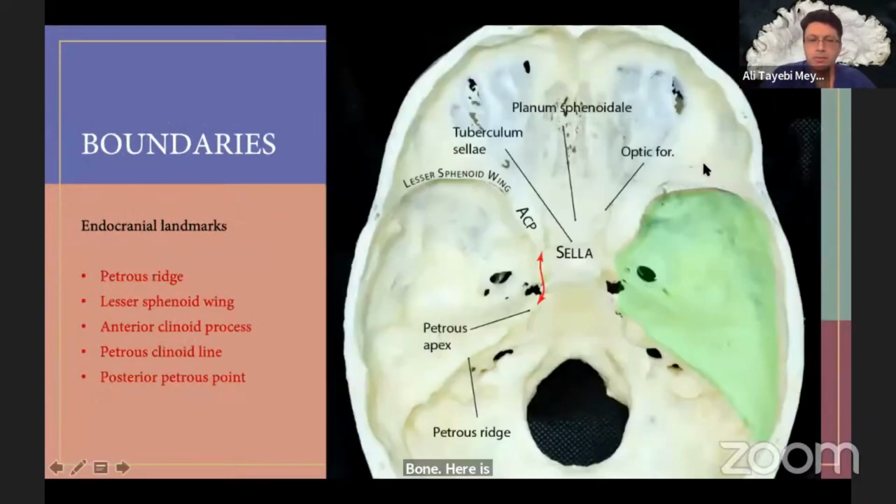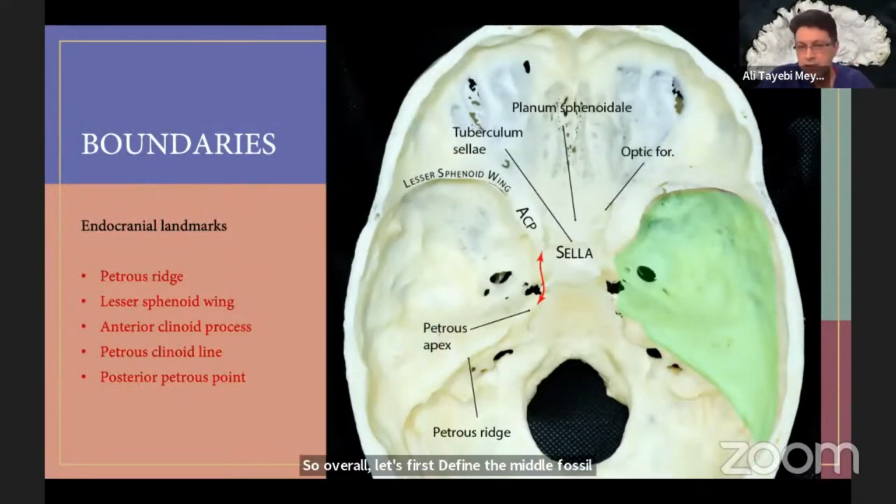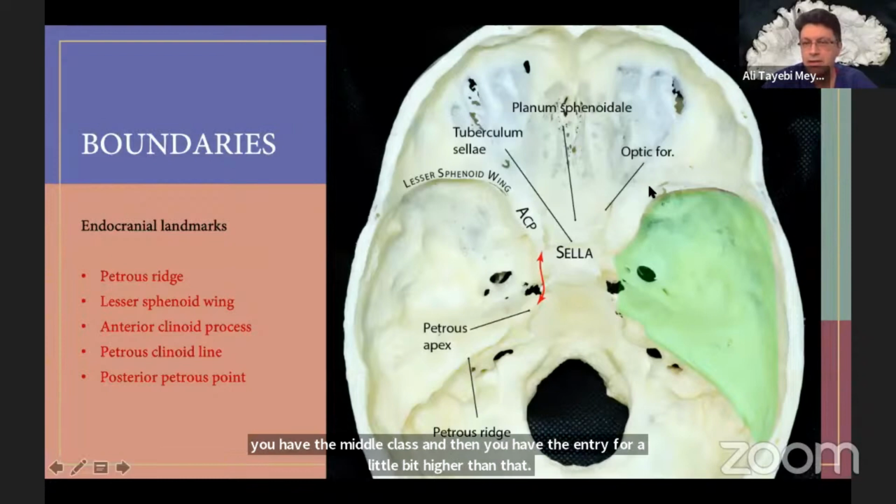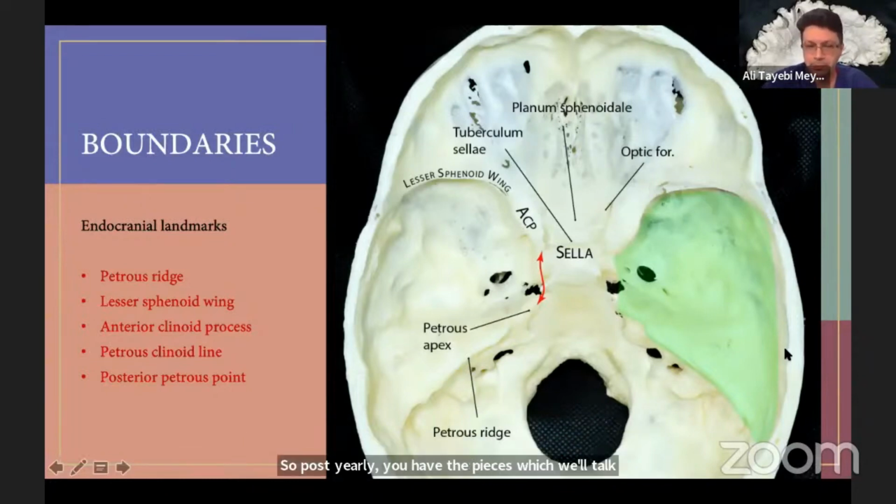All right. So overall, let's first define the middle fossa. Middle fossa is cradling the temporal bone, and obviously it is between the anterior and posterior fossa. I look at it like a staircase here. The first stair, the tread, is the posterior fossa, then you have the middle fossa, and then you have the anterior fossa a little bit higher than that. Posteriorly, you have the petrous ridge, we'll talk about that. Anteriorly, you have the lesser wing of the sphenoid, and laterally, you have the temporal squama.